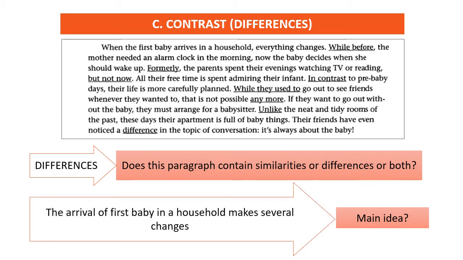The main idea of this paragraph is that the arrival of the first baby in a household makes several changes. By reading this, you know that when writing the main idea of a contrast pattern, you can tell us about the different points toward the things compared, and you can also add to it by showing the differences as well. I think that is easy enough for you. So again, this is the main idea of this contrast paragraph.